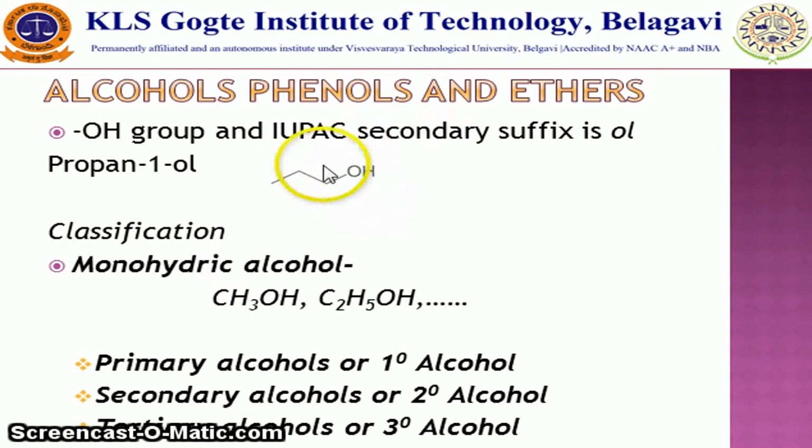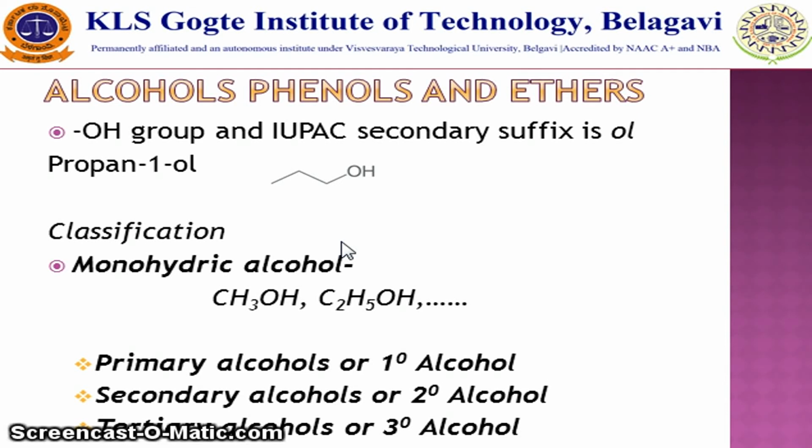An OH group attached to a molecule gives propan-1-ol, and alcohols are classified on different criteria, like how many OH groups are attached to a molecule. If only one OH group is attached, it is known as a monohydric alcohol. If more than one OH group is attached, it is a polyhydric alcohol. Again, alcohols are classified based upon the carbon to which the OH is attached, and how many other carbons that carbon is attached to. We have primary alcohols, also known as 1-degree alcohols, secondary alcohols, also known as 2-degree alcohols, and tertiary alcohols, also known as 3-degree alcohols.